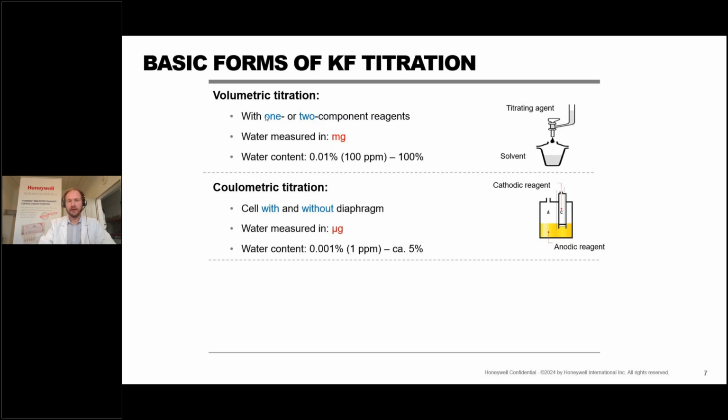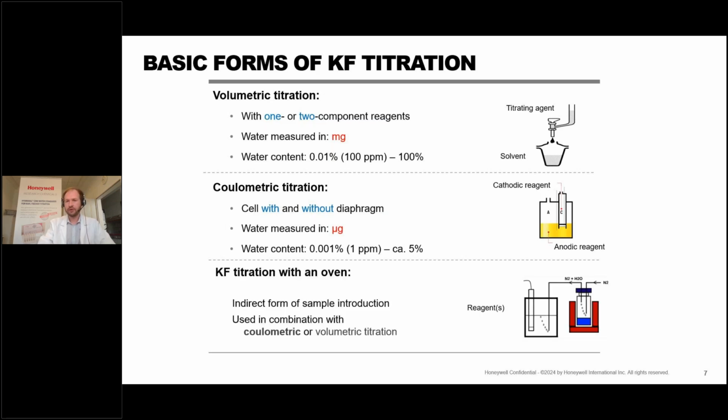Finally, a special form of titration is to combine the volumetric or coulometric titration cell with an oven, where the sample is heated up in a vial, and only the evaporated water is then transferred into the titration cell, where it gets titrated. This method is often used for solid samples or samples that show a side reaction when they are added directly into the titration cell. This way you can avoid side reactions.